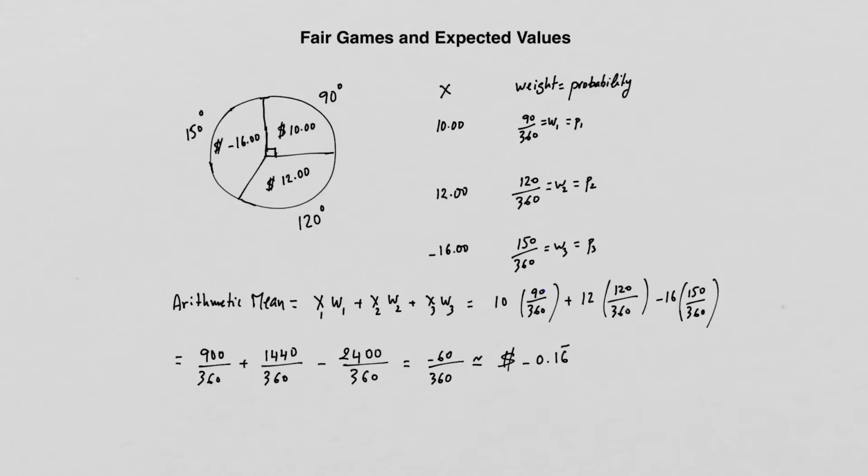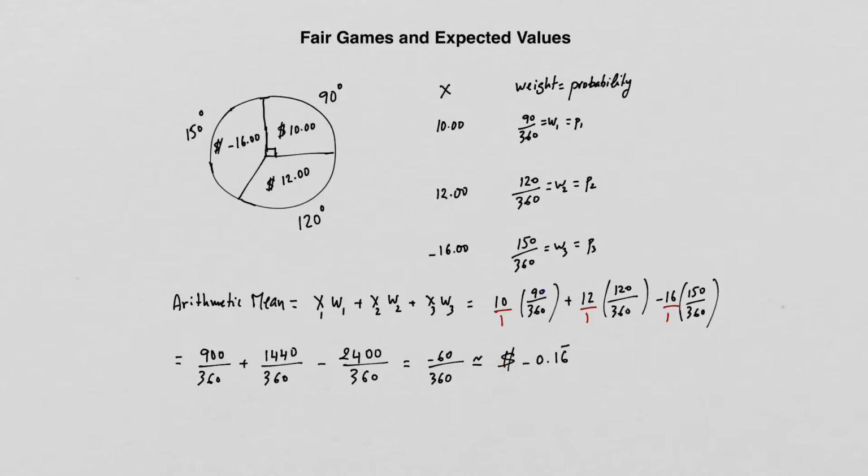Now when you multiply fractions, you just go across. Let me put a 1 here so you don't get confused. Okay, so 10 times 90, which is 900, divided by 1 times 360, which is 360. Same thing here, this over 360, and this over 360. I added the fractions, it's 900 plus 1440, minus 2,400, you get negative 60, divided by 360. Please don't write 360 3 times, you just rewrite it once. And that number gave me negative 0.16 bar. And I put a dollar sign.